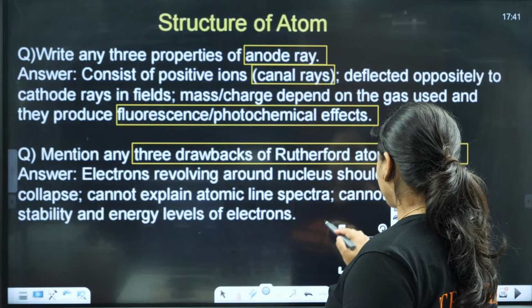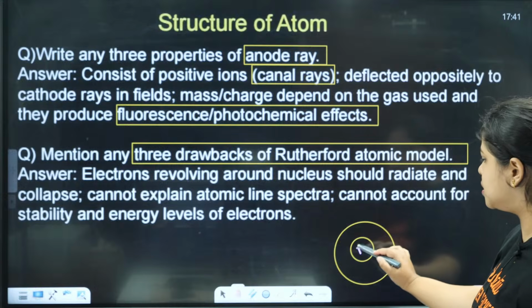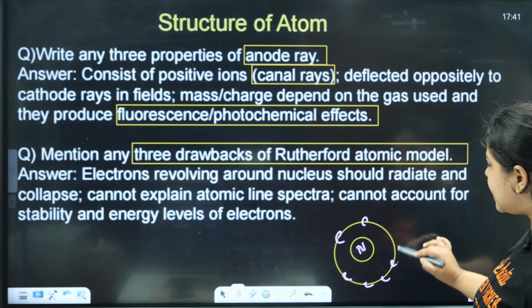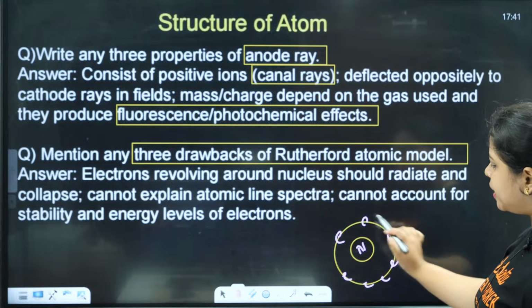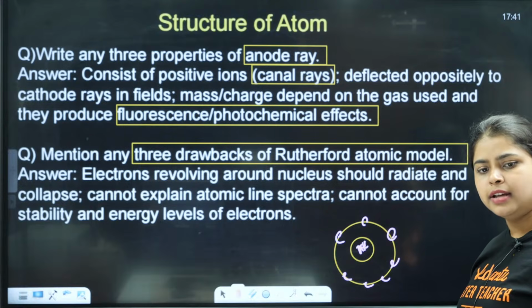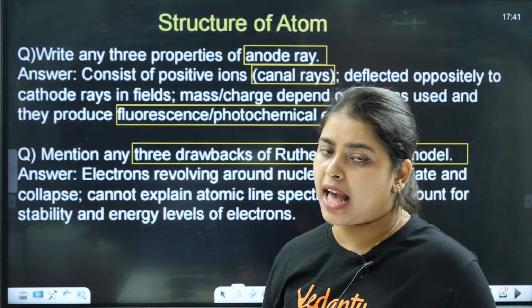Nucleus is there, okay? One more thing: these are the electrons which are revolving. This is the nucleus which is present, and these are the electrons which are revolving. See, these electrons all are revolving and revolving. One or the other day they should come and collapse into the nucleus, right? But no, there is no possibility of this happening, okay?